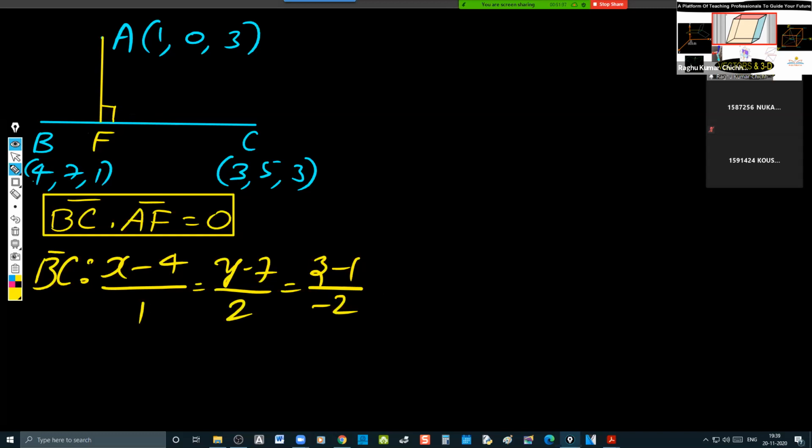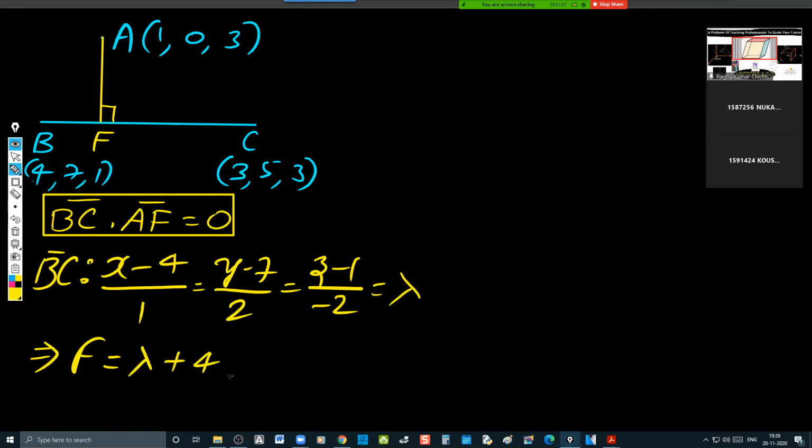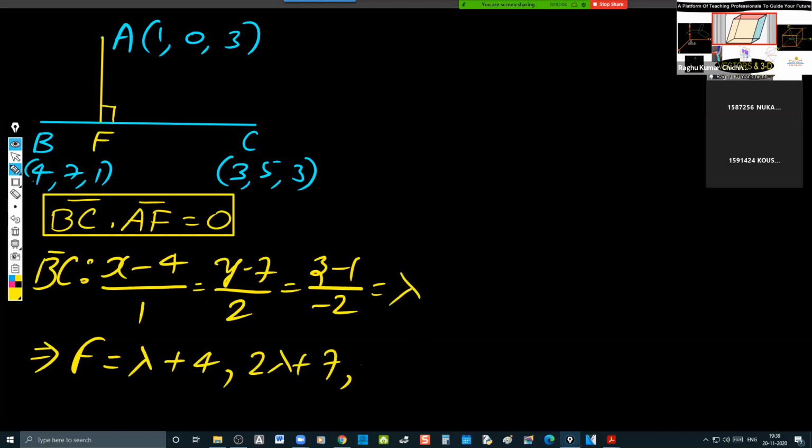Now let us take it as some lambda, because I want to create any point on the line. Thereby, I can take that particular point as F. F will be in terms of lambda. Tell me, what is F now? Lambda plus 4, comma, lambda plus 7, 2 lambda plus 7. So you have got the coordinates of F by taking the symmetric form. This is F now.